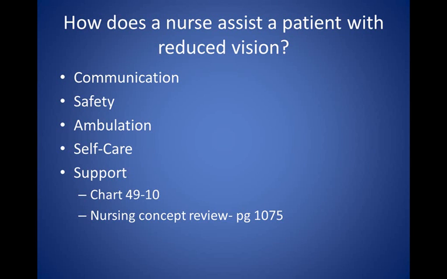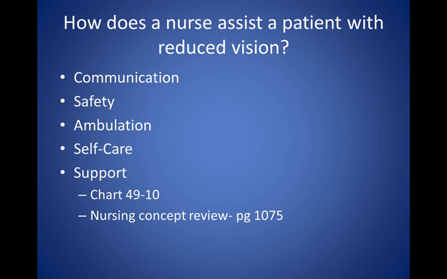Ambulation. To help a patient ambulate who has low vision, you want to stand beside them, slightly in front of them, and let them hold onto your bent elbow, and that way they can easily feel you move. If you move up or down, it's a much safer position. So you want to stand next to them with your elbow bent and let them hold onto your elbow.